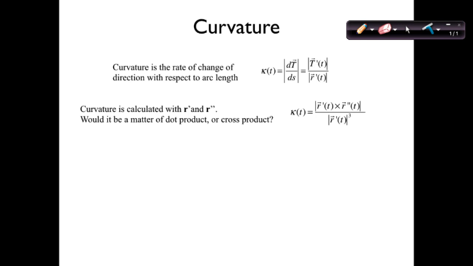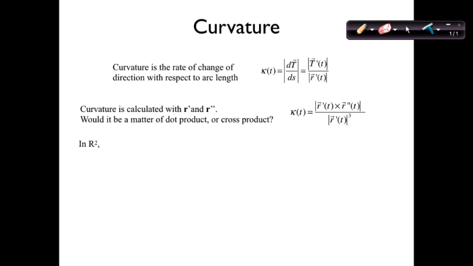As we talk about acceleration, this cross product will make more sense. We'll come back to why this is a cross product. Given an R3 vector function, this is the formula you're going to use to calculate a curvature function.